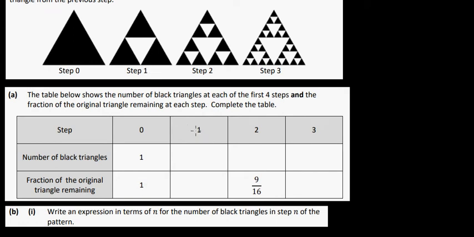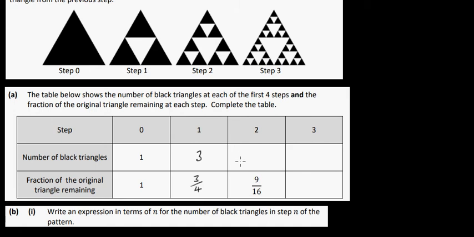Now at step 1 here, we've removed this triangle here, so we've got these 3 black triangles. So in total we've got 4 equal areas, 1, 2, 3, 4. We've removed one of the areas, so we have 3/4 left. So the number of black triangles we have would be 3, and the fraction of the original triangle remaining then would just be 3 over 4.